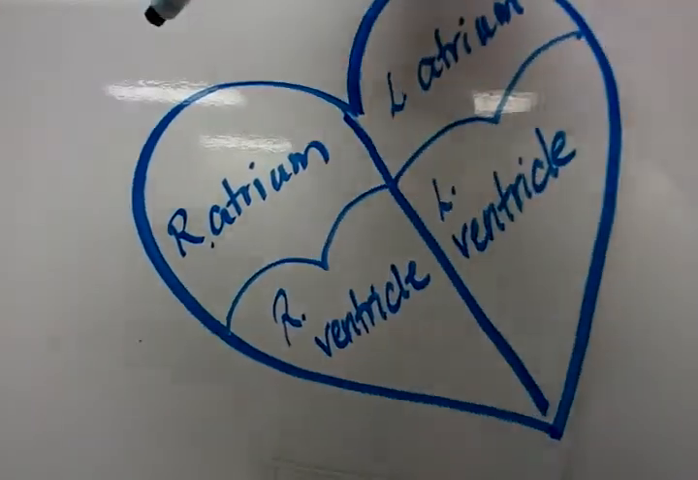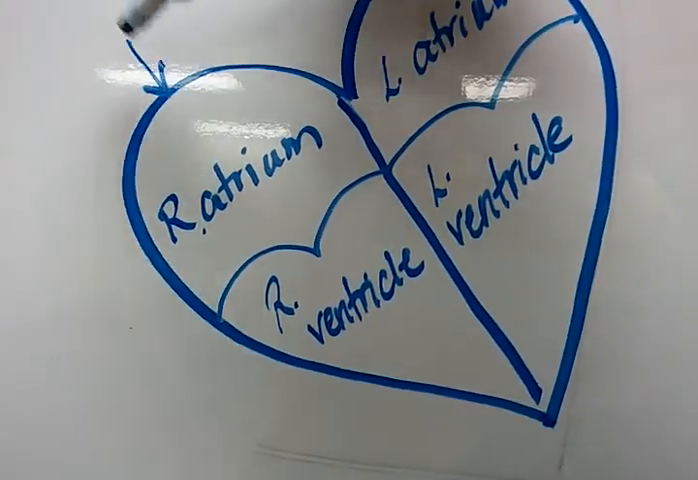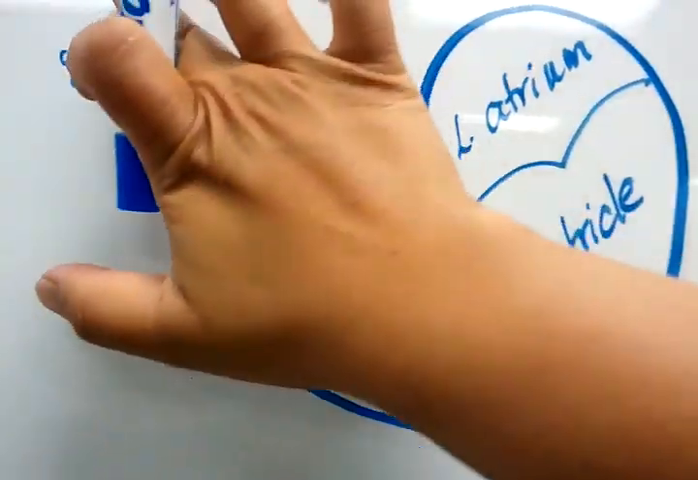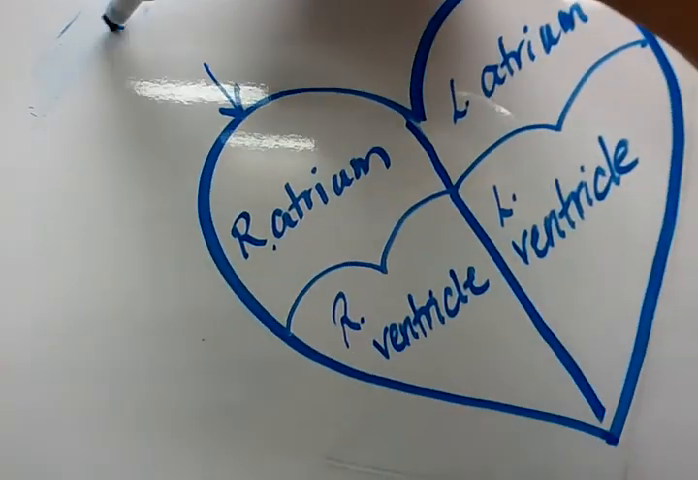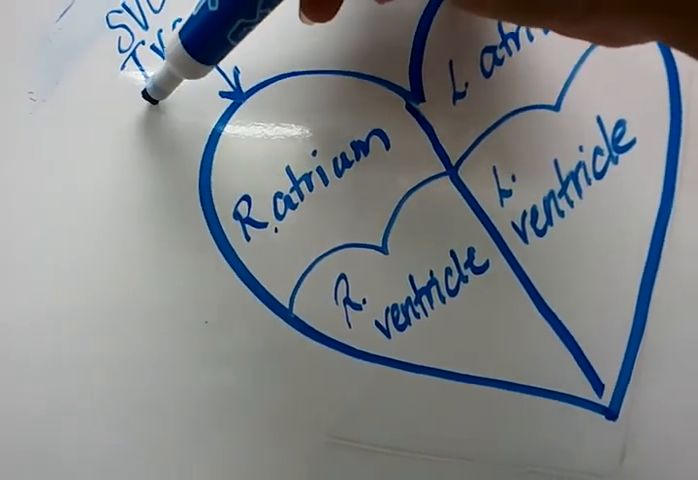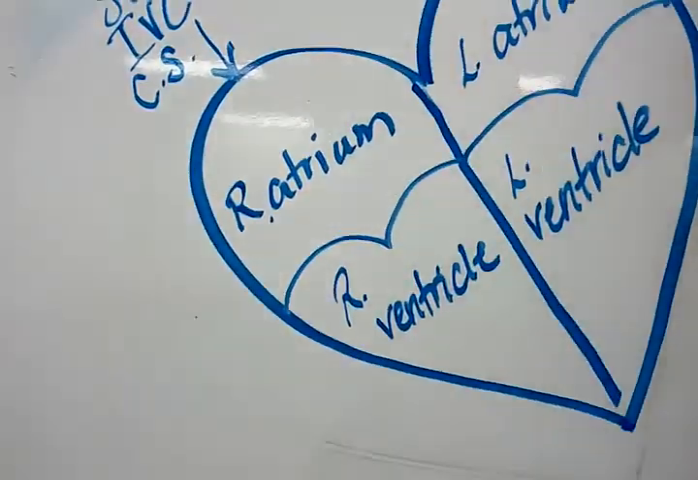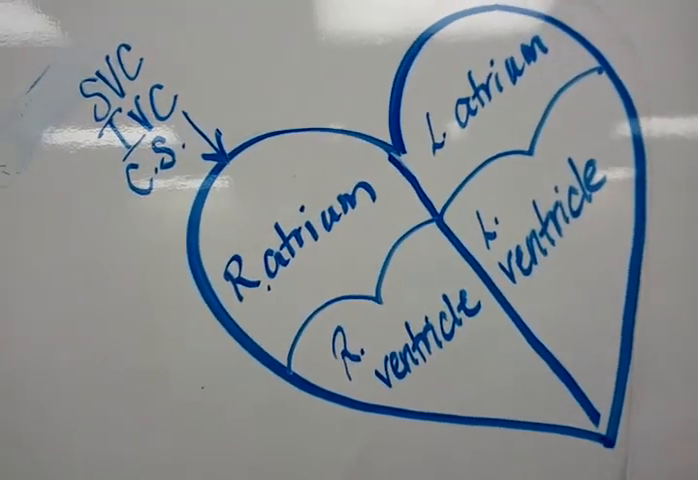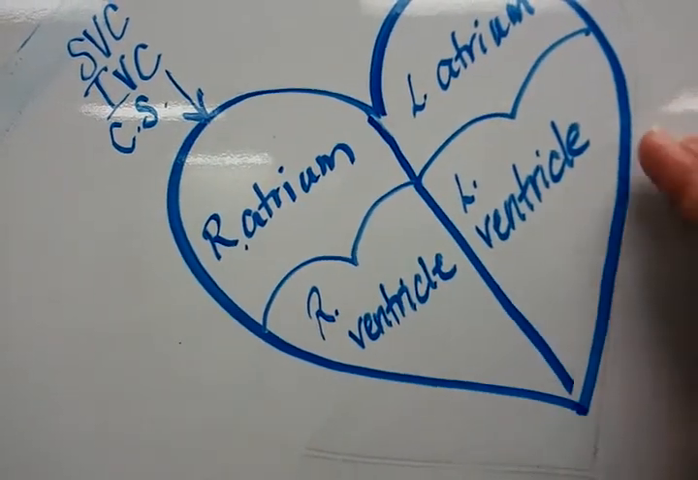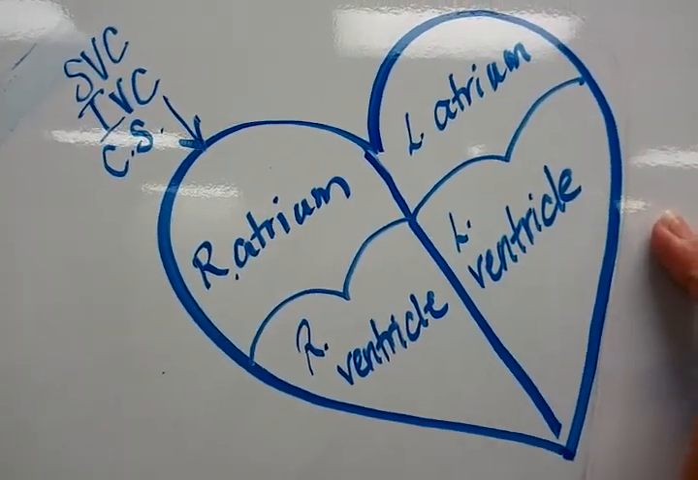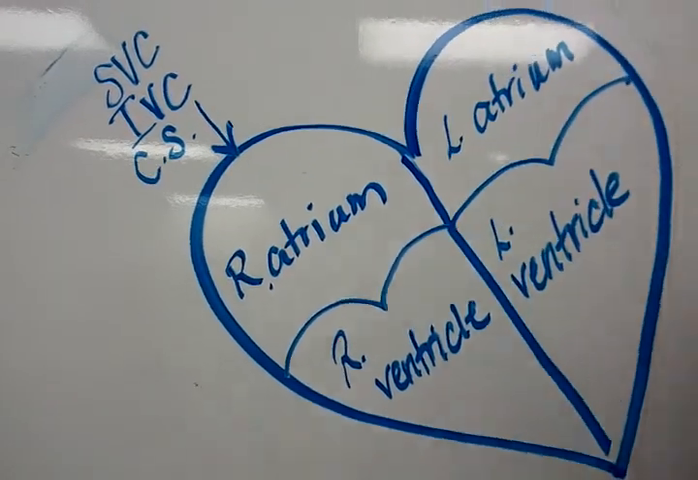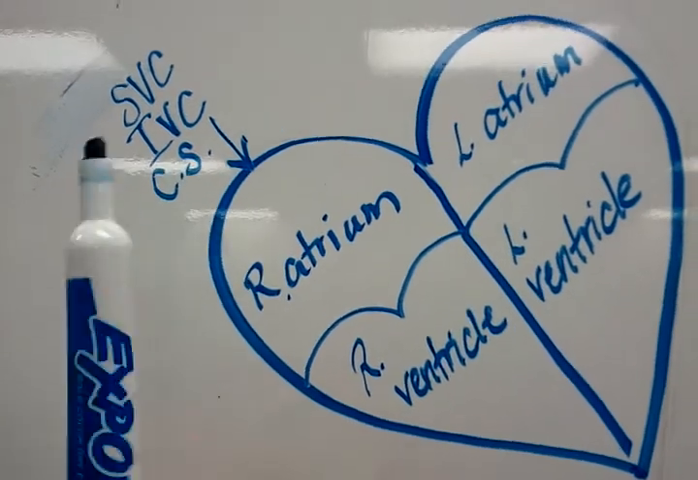Okay, coming into our right atrium, we have blood from our superior vena cava. Let's write that down just a little bit closer. Superior vena cava, inferior vena cava, and from our coronary sinuses. And our coronary sinuses receive blood from around the heart. So remember, our heart is muscle, and our muscle needs blood. And that blood that gets used up from the muscle of the heart goes back into our coronary sinuses.